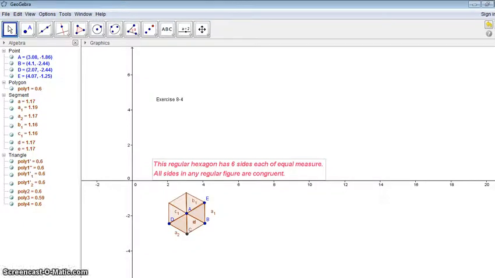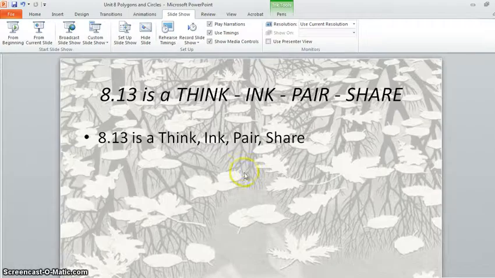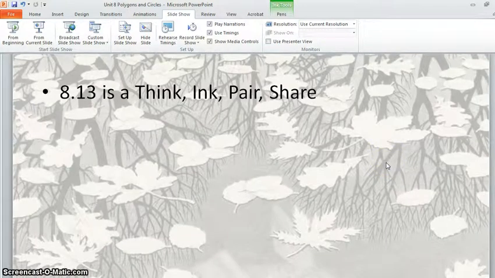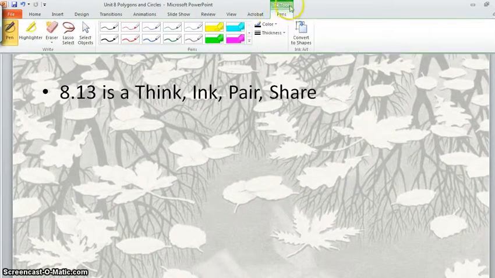In 8.1.2, in exercise 8-14 and 8-13, you're asked to come up with methods for finding the interior angle sum of a polygon. So let's take a look at the figure. You have a pentagon.